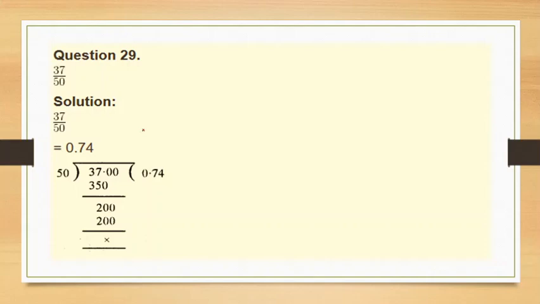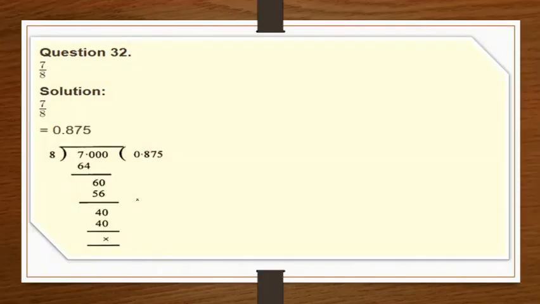Next question, 37 upon 50. That is also the same, we will divide 37 by 50. Firstly, that is not divisible, so we insert the decimal point and put a 0. Now 7 is divisible, 5 7s are 350. And now we get 20. So here insert 0 again and then we get 200. So 50 4s are 200. It means our decimal form is 0.74, that is the answer.